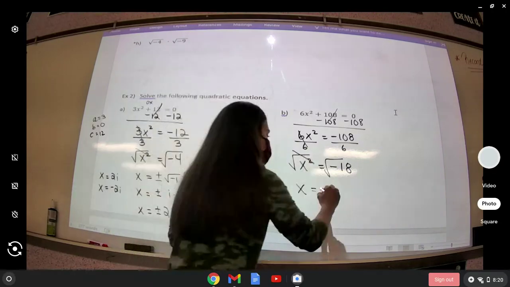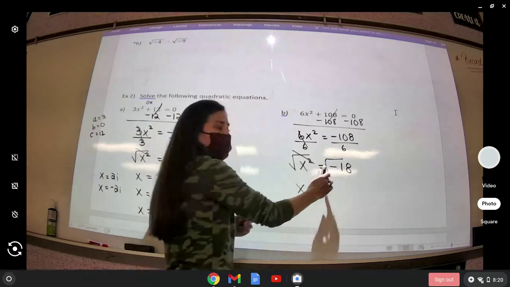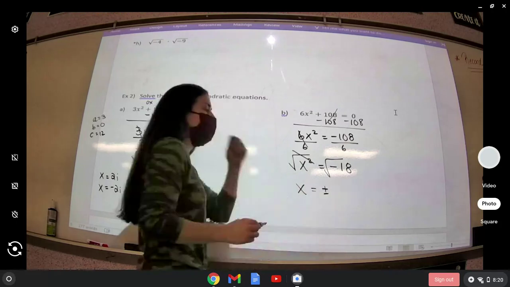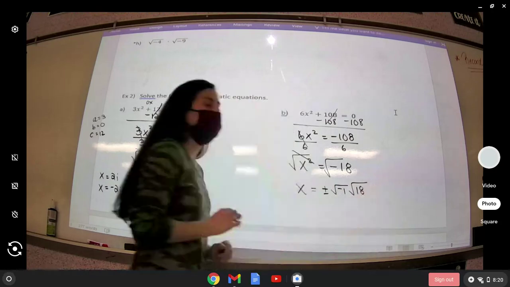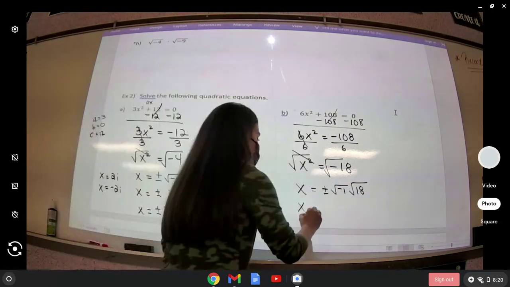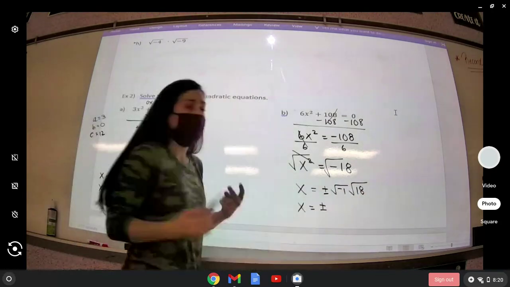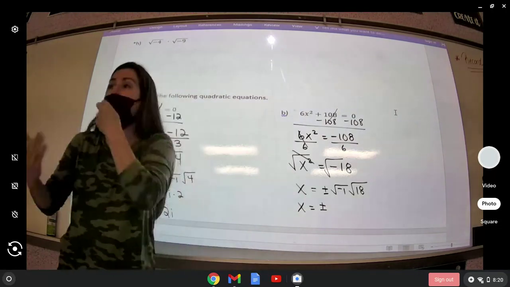All right, so I'm going to break this up. First of all, I should get two answers, plus or minus. The square root of negative 1 times the square root of 18. X equals plus or minus the square root of negative 1. That's our i. That's where the imaginary number comes.